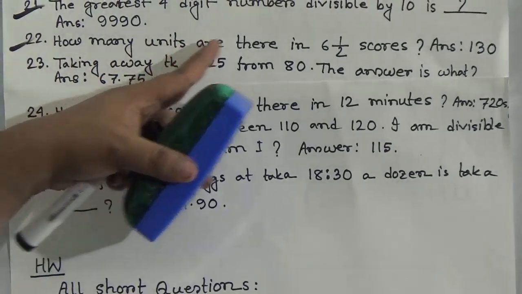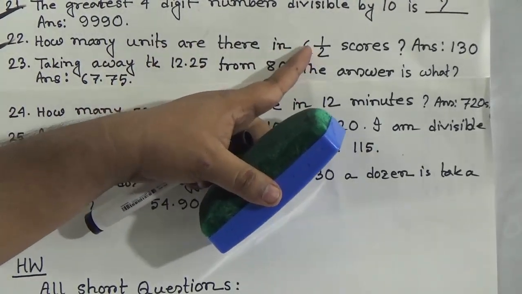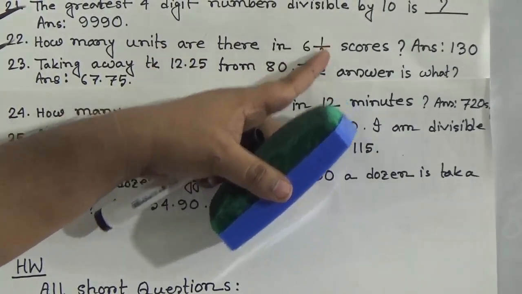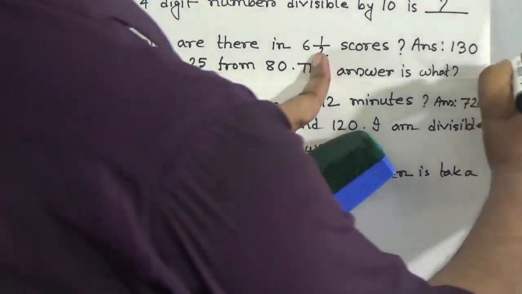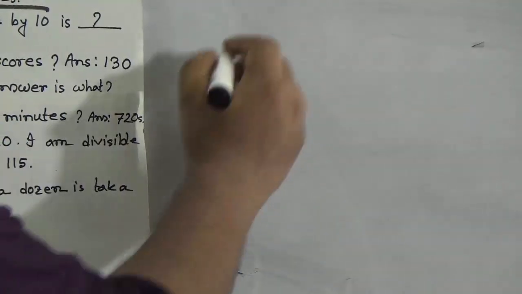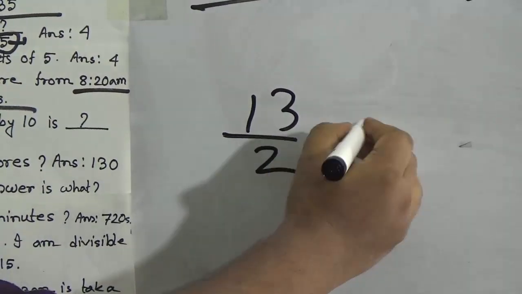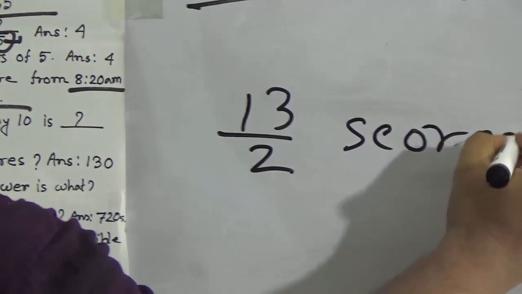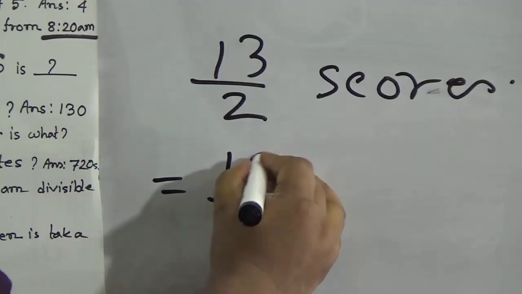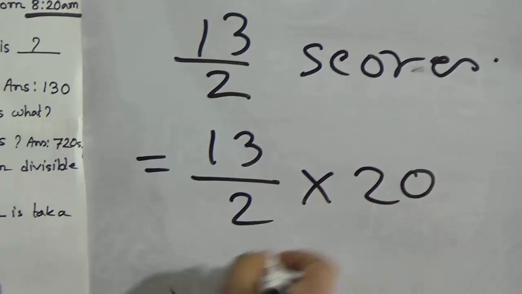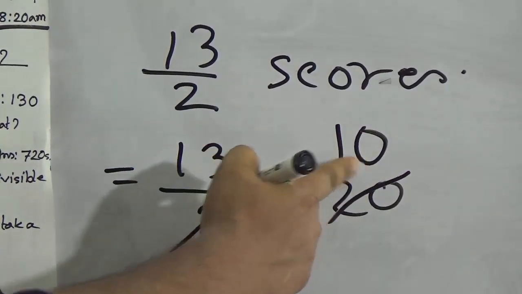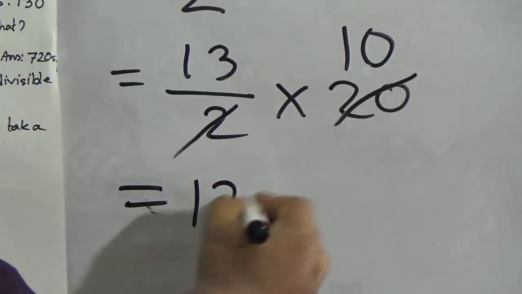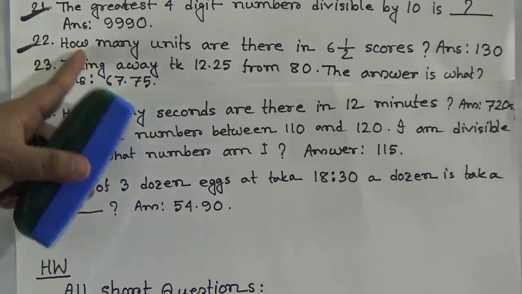Okay, our next question 22. How many units are there in 6 and a half scores? At first we convert this, that means 6 times 2 is 12 and 1 is 13. 13 by 2 scores. We know that 1 score equals 20 things. 13 by 2 multiplied by 20. We divide this 20 by 2 and we get 10. And this 10 is multiplied with 13 and it will be 130. So 130 is the answer.